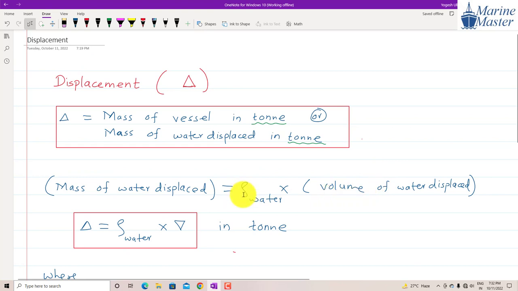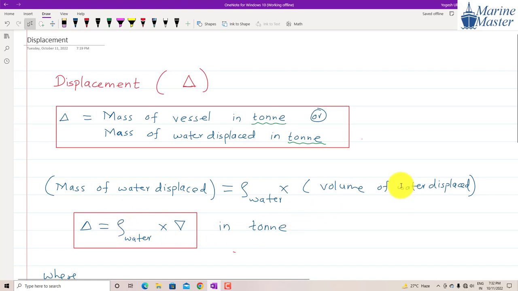Displacement has two meanings. The first meaning is mass of vessel. The second is mass of water displaced. Now what is the relation for mass of water displaced? Density into volume of water displaced. We denote density by the symbol rho, and volume of water displaced, guys.